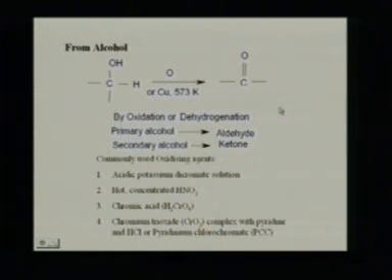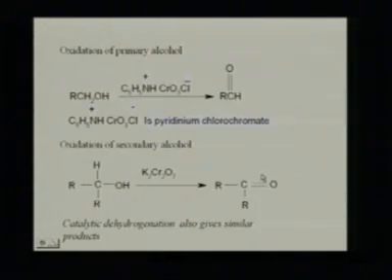Alcohol can be oxidized to aldehyde. For this we have to use selective reagents, because aldehyde is again oxidized to the carboxylic acids. So the different types of oxidizing agents we use are given here: acidic potassium dichromate solution, hot concentrated nitric acid, chromic acid, and chromium trioxide complex with pyridine and HCl. This is also called pyridinium chlorochromate, PCC.